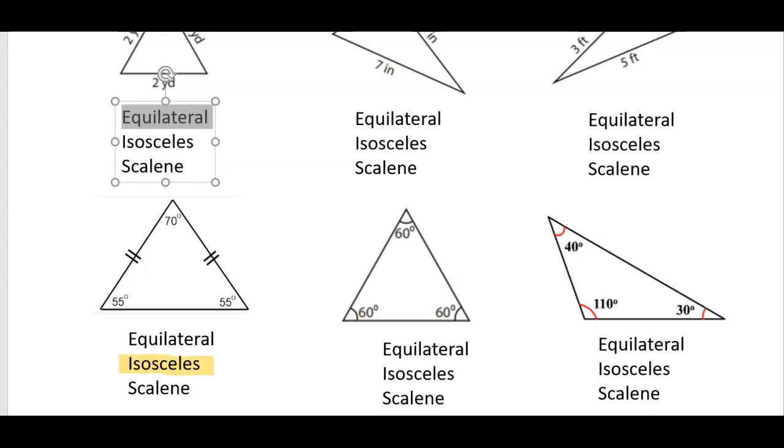The next one in the middle on the bottom, we have all the same measures for the angles. They're all 60 degrees. So that is equilateral, but it's also isosceles because we have at least 2 that are the same. All right, the last one, we have angle measures of 40 degrees, 110 degrees, and 30 degrees. These are all different, so this triangle is going to be classified as a scalene triangle.